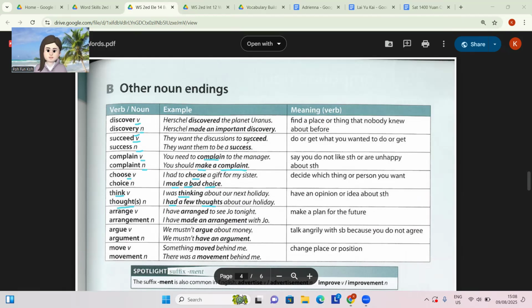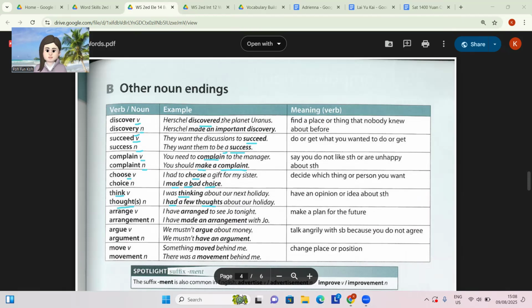How do we use succeed as a verb? I will succeed. Straight away, I succeed. I succeed after the first try. And then how do we use the noun? After "a" is usually a noun. A success. Oh, that was a big success. That was a huge success. They want them to be a success.